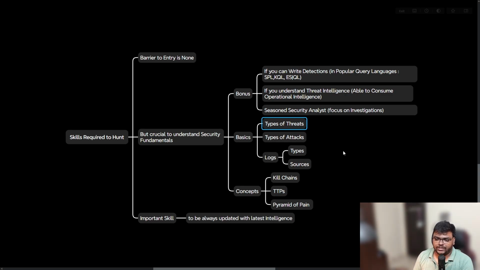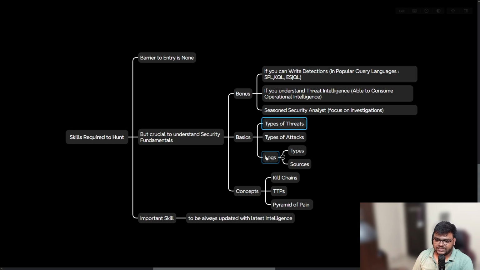How would ransomware look? What is ransomware? Types of ransomware? All of that, the types or nature of threat definitions, is something that should be very crystal clear to you, because that helps you build better hypotheses and arrive at better results, right? Types of attacks, different types of attacks over networks, over endpoints, over SaaS, over cloud, all of those are a really good starting point. You should also understand logs, right?